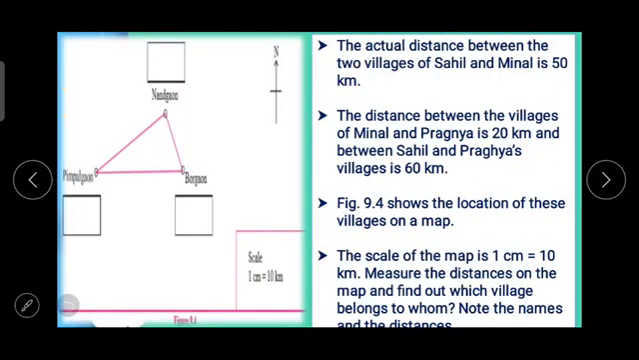Here again is figure 9.4, which is given in our textbook. The actual distance between the two villages of Sahil and Minal is 50 kilometer.